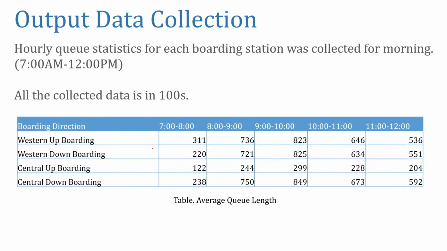After running the simulation model for the given input data, we collected the outputs for each hour. So let's say for morning 7 to 8 a.m. in the Western up boarding direction, the length of the queue per hour is 311 into 100. Each data is in multiples of 100. In the Western down boarding direction, the number of people in the queue for 1 hour is 220 into 100, and so on. And we can see here that some cells are showing so many people. So these are the overcrowded peak hours.